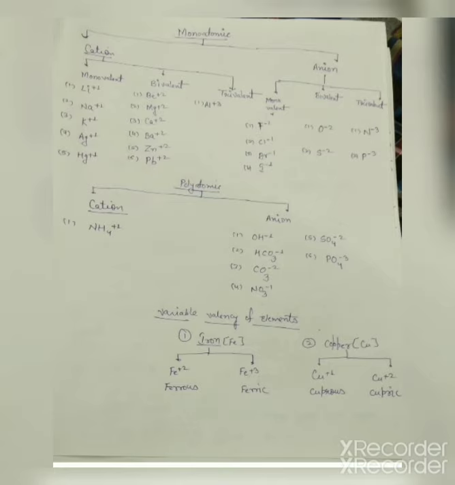Now there are some elements which have more than one valency or more than one ionic charge. In this category, the first element is iron. The symbol of iron is Fe, ferrum. If we take the valency of iron as +2, then that iron is written as ferrous. And if we take the valency of iron as 3, then that iron is written as ferric.